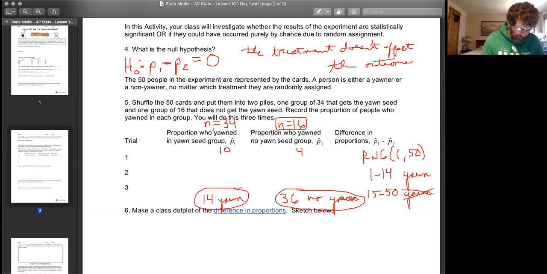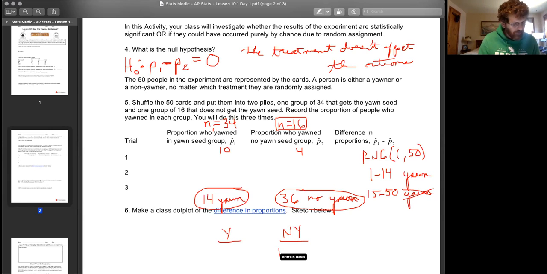All right, so down here I'll put Y or N, so yawn or no yawn. And I'm going to do this 16 times, because these are going to be the 16 people who did not get the yawn seed. This is just randomly done.